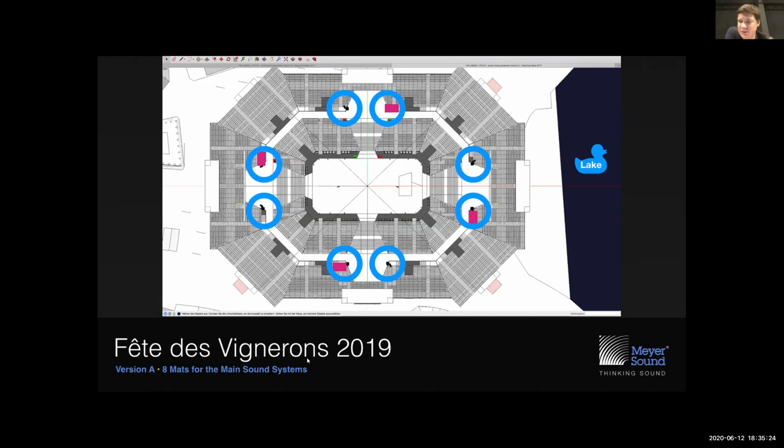Even though the inputs are shared between all the consoles, everybody has access to each microphone. They have their own dedicated PA. So that's the versions.